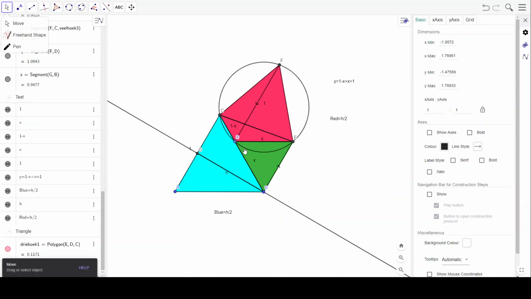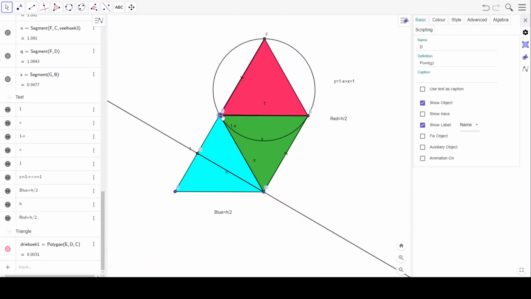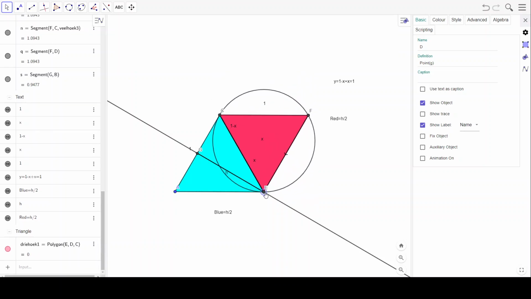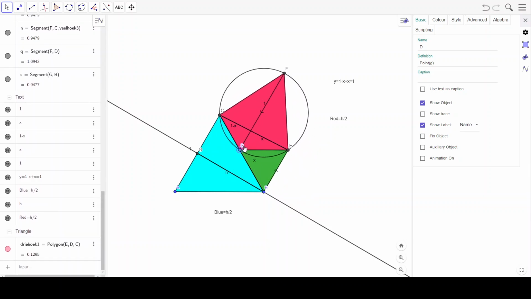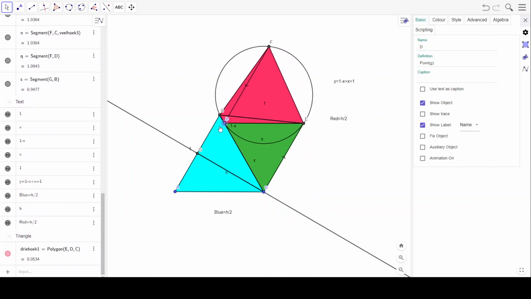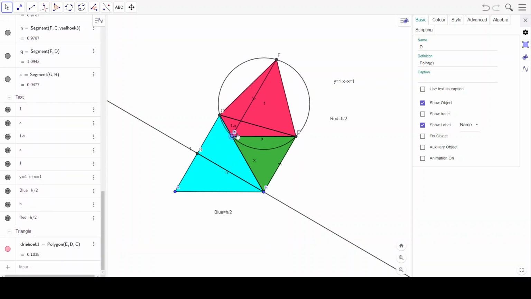And as you can see, if you slide it over here, well, here it is of course obvious, and over here it's also obvious it's 1. But surprisingly, over the whole range, the red area equals the blue. And that's the answer to this puzzle.